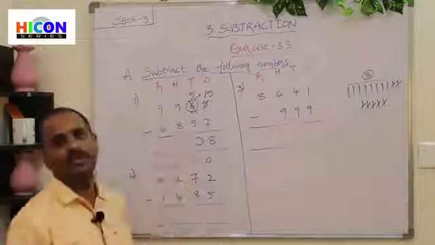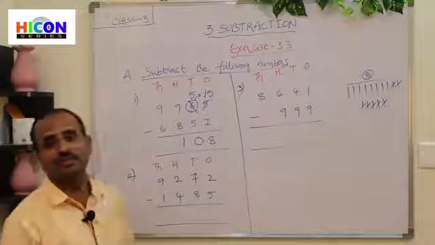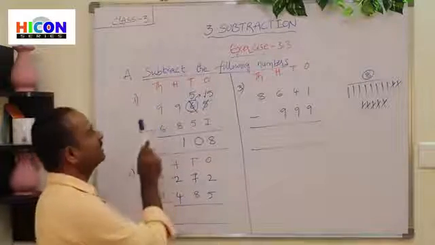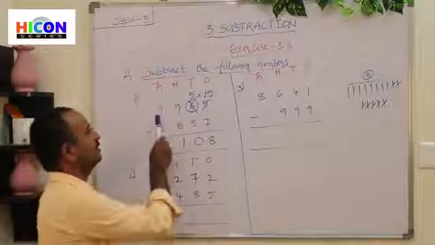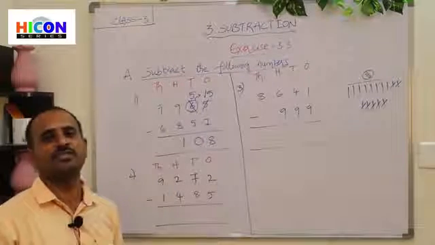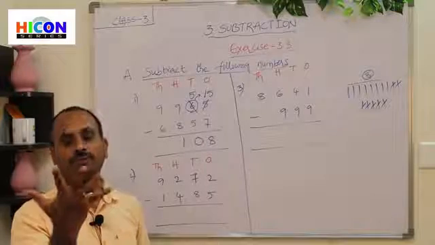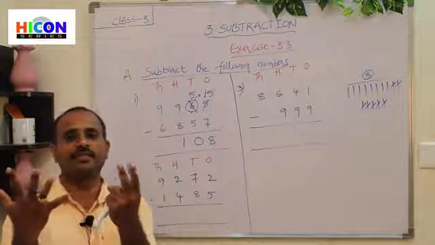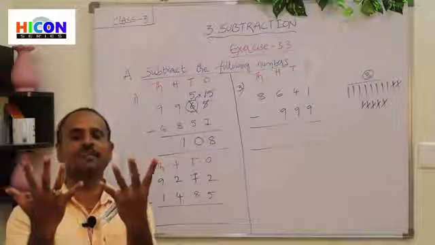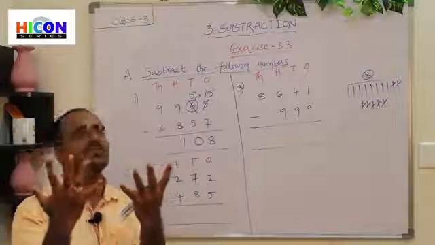Next go to the thousands place. What are the digits present in the thousands place? 9 and 6. What is the first number? 9. So open 9 fingers of your hand. 1, 2, 3, 4, 5 and 6, 7, 8, 9. These are the 9 fingers. And what is the second number in the thousands place?